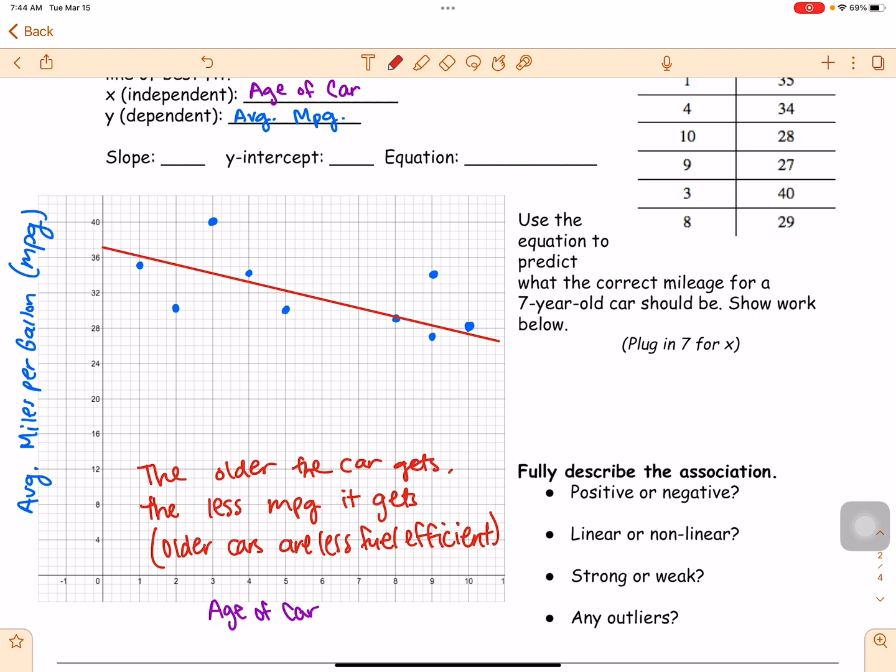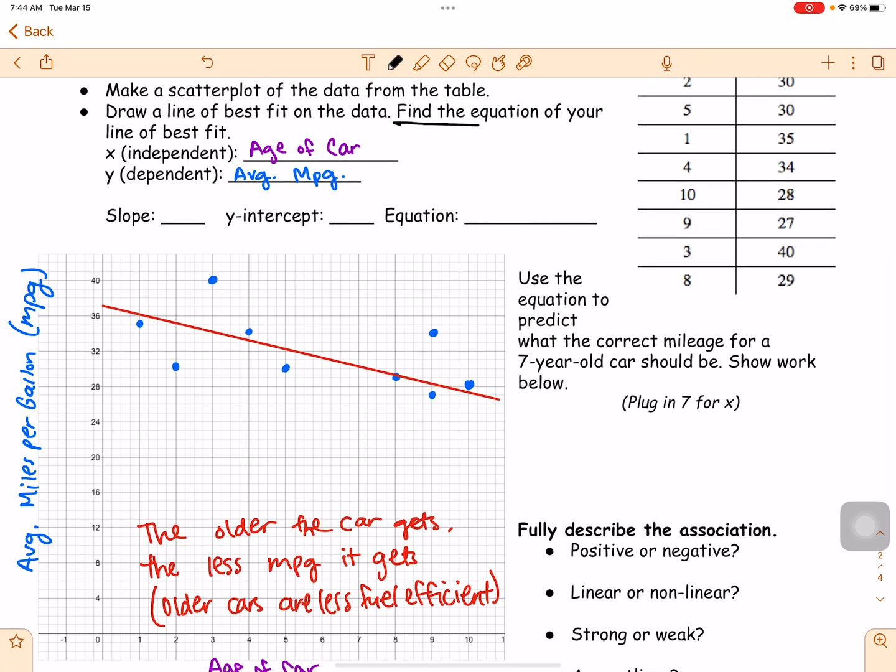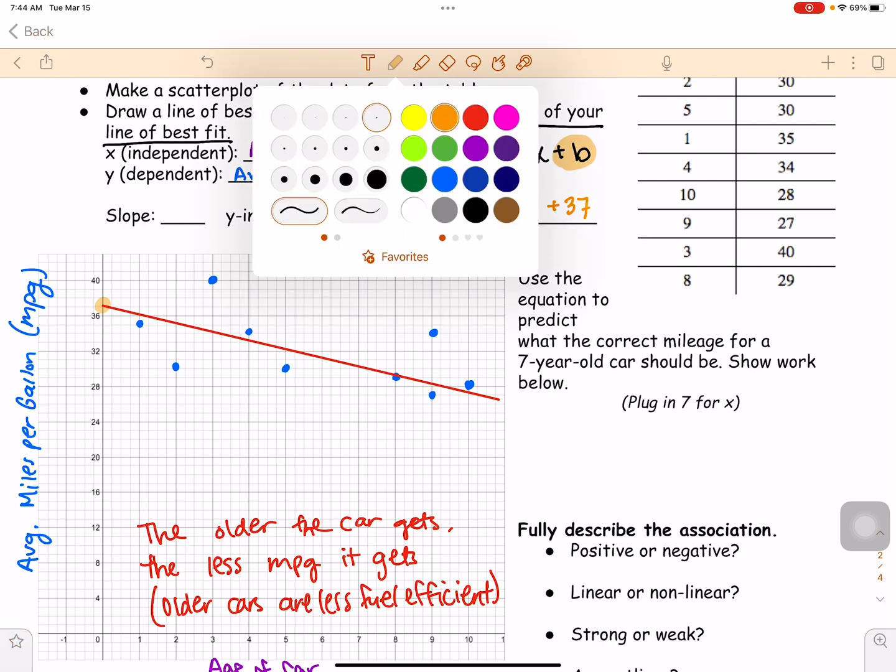So on your exam, you're going to be asked to write the equation of a scatter plot line of best fit. So what you would want to do here is find the equation of your line of best fit. So y equals mx plus b. B is our y-intercept. So you want to look at wherever your line is, and I see it's right there at about 37. So I know I'm going to write 37 here. We all might come up with slightly different lines, and that's okay.